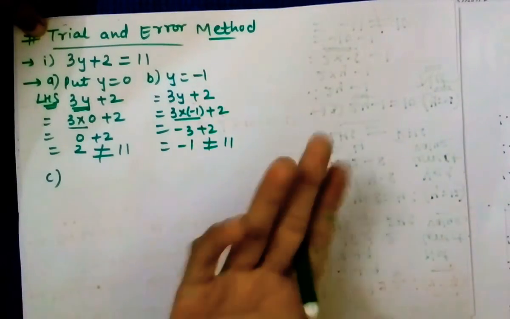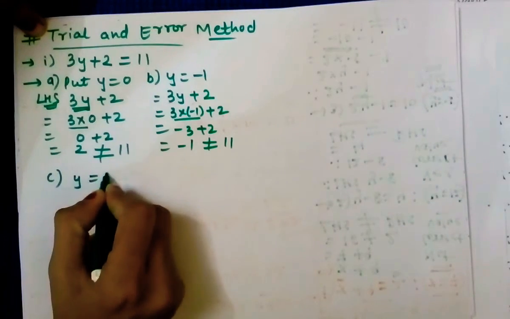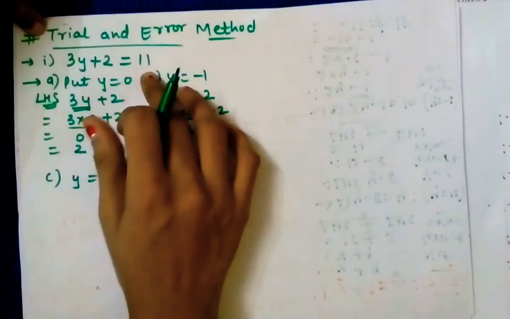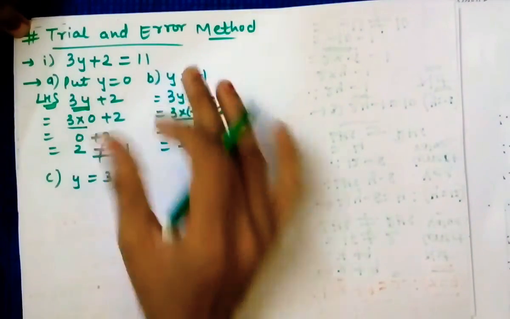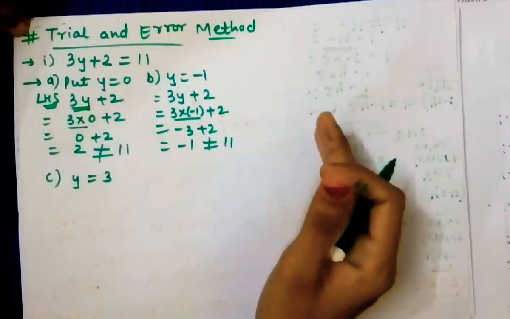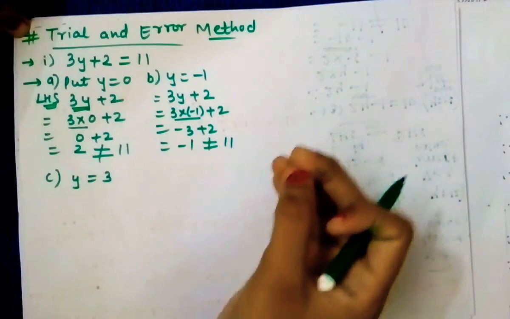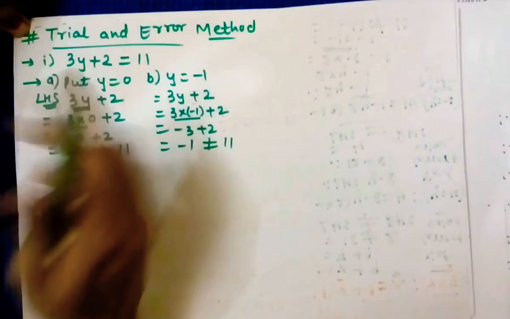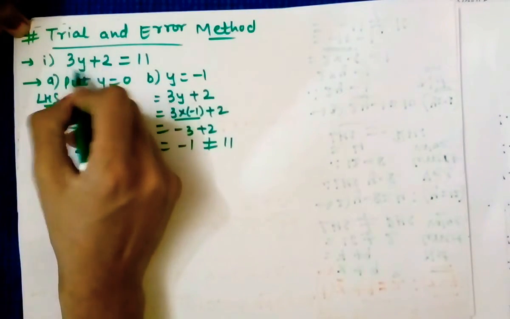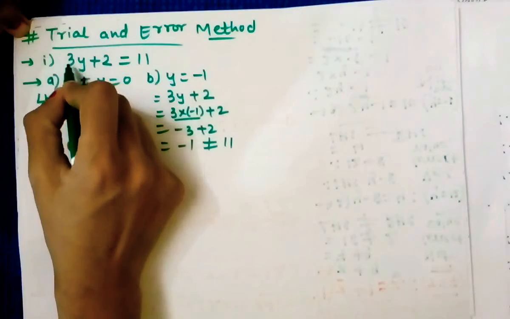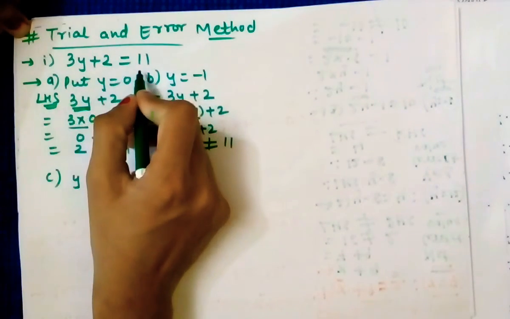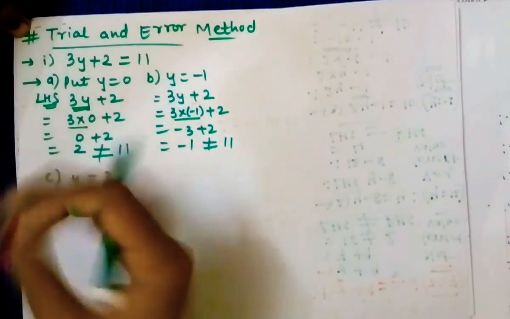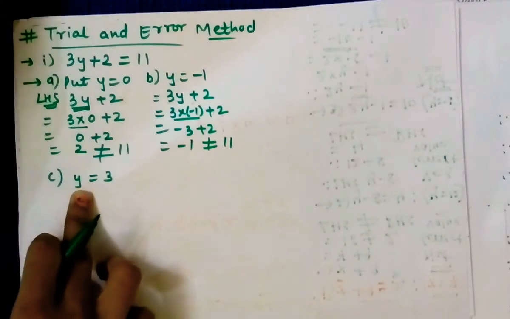Now let me try with some other value. Now suppose I am keeping y equal to 3. Now I will try with 3. So this way you have to go on trying till you get the correct answer. That is why the name is trial and error method. But don't worry, after doing a few sums, automatically you will get an idea which number we have to keep and we will get the correct value. Because if you use a little thought, this is a multiple of 3, so we have to keep a number from the table of 3 here. So 3 3s are 9 plus 2, so 11 will come. Okay, so after doing a few sums, automatically you will get an idea which value we should keep. So the third value I am taking is y equal to 3.